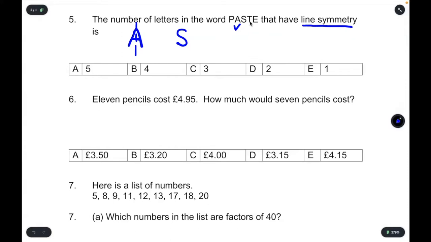Moving on to the T, T does have a line of symmetry, because I can chop it vertically. So T has a line of symmetry. And finally, E also has a line of symmetry, because if I zoom in on the letter E, you can see that I can chop it horizontally, and then the top half reflects exactly onto the bottom half. So E also has a line of symmetry. We've got 3 ticks here. 3 of these letters have lines of symmetry, therefore the answer is C.